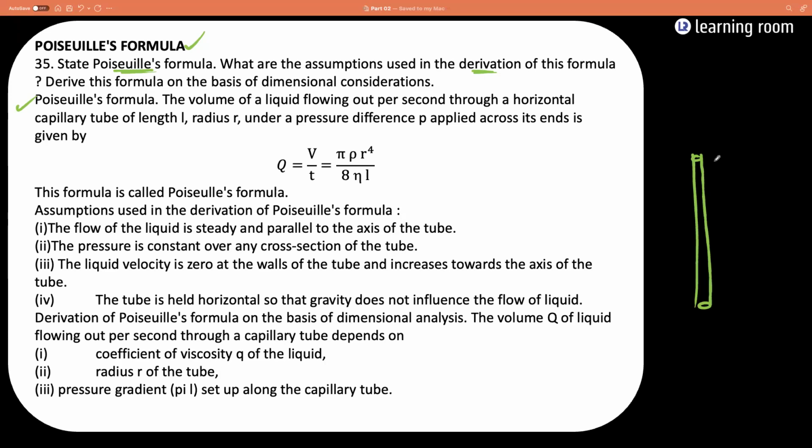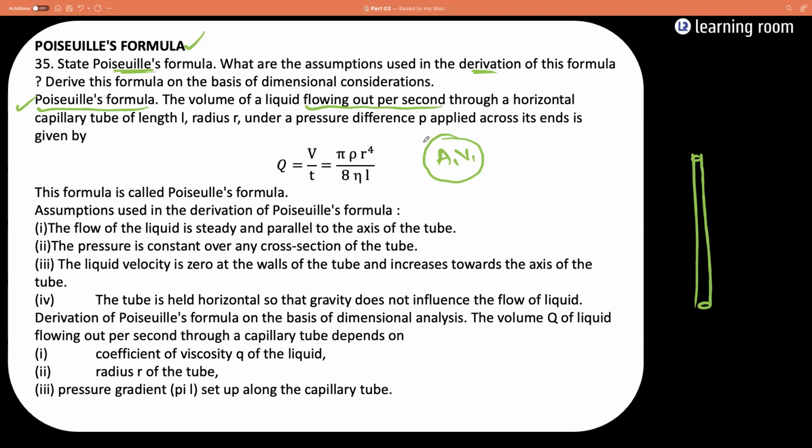I'll come to that. This Poiseuille's formula speaks about the volume of liquid flowing out per second. Volume of liquid flowing out per second is called the rate of flow of liquid. Did you guys observe where I spoke about rate of flow of liquid? The video that I shared, Bernoulli's principle, there is something called the equation of continuity. A1 into V1, I told you, is actually the volume of liquid flowing per unit time, and this is also called the rate of flow of liquid.